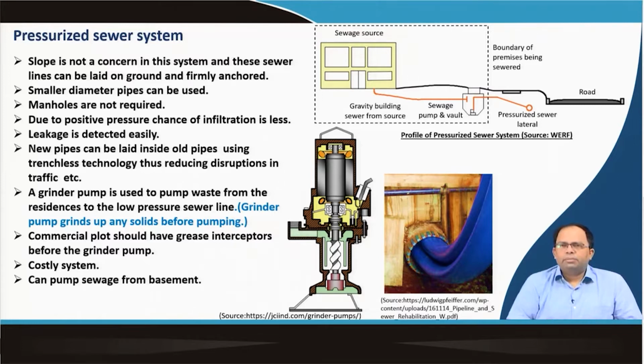and smaller diameter pipes could be used because we are using pressure, and manholes are not required, and due to positive pressure the chance of infiltration is less, and leakage is detected easily. So, it is almost like the pressured conduits of water supply pipelines. So, the design is more or less similar. As we know, we cannot use Manning's formula in this kind of pressurized pipeline. So, we have to use the other formulas which we use for water supply. We can even use similar formulas for determining the size of the pipelines and so on.